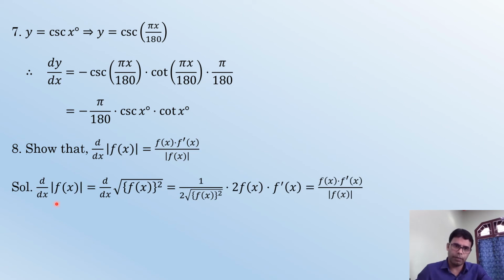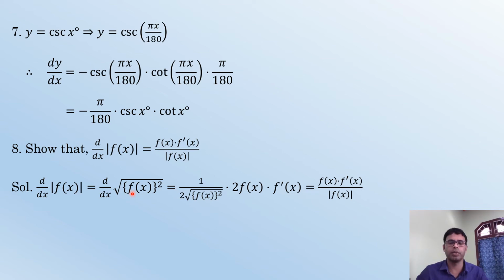So d/dx of mod f(x). Modulus makes a function positive, and it can be replaced by the positive square root of f(x) whole square. You see, mod f(x) is obviously the positive square root of f(x) whole square, because the square will make f(x) positive, and the positive square root of the square term will give us the modulus, or positive part, of the function. That is why mod f(x) can be replaced by root over f(x) whole square. Actually, the modulus function cannot be directly differentiated, and that is why we should put it in the usual format.